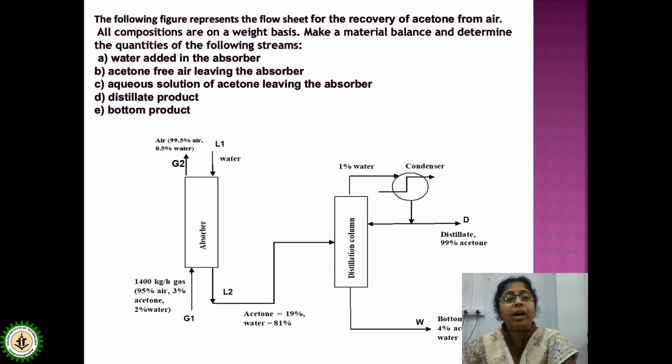Now all these 5 parameters have to be calculated in the unit of kg per hour, because here G1 is given as 1400 kg per hour. So all the 5 answers are to be evaluated in terms of kg per hour. Next, go for the solution.